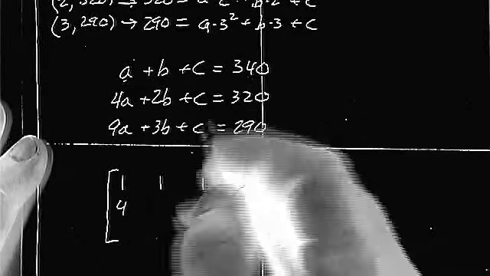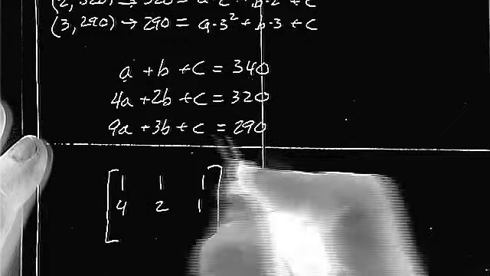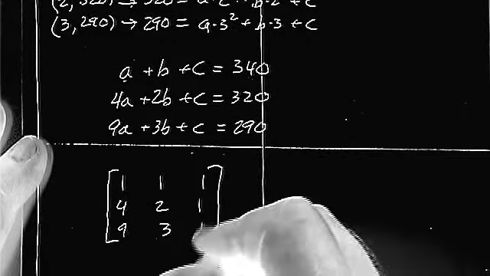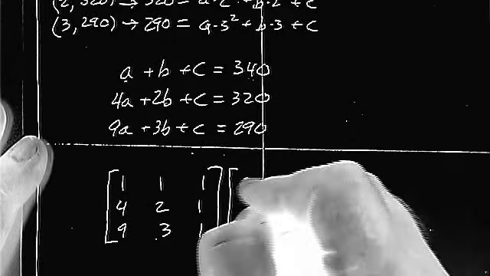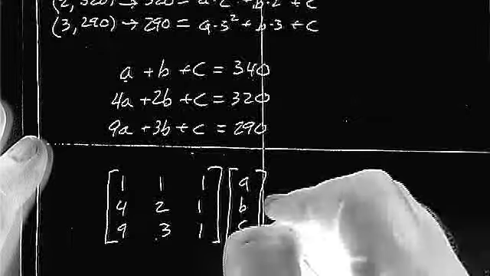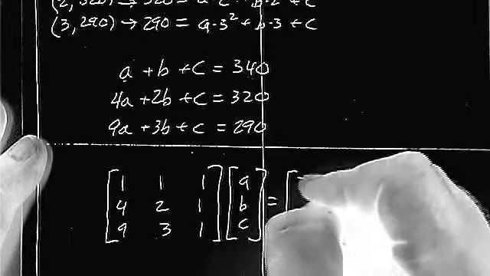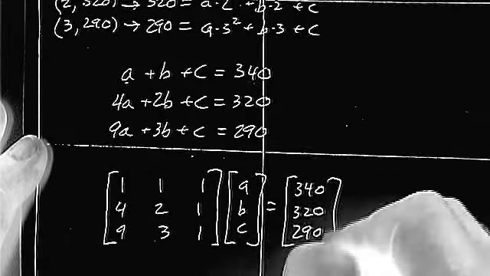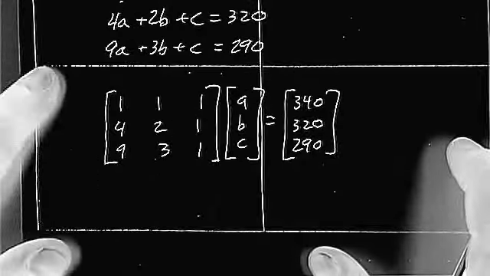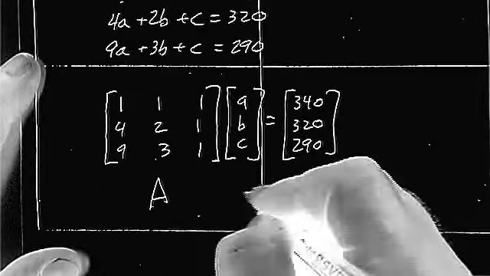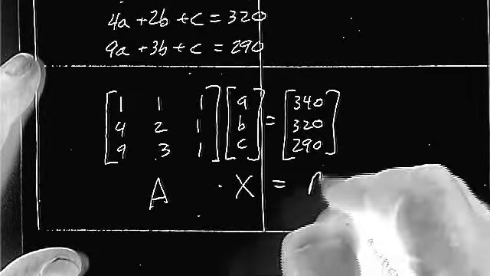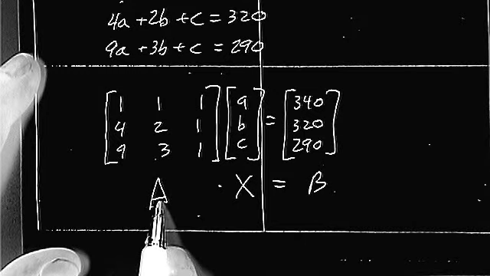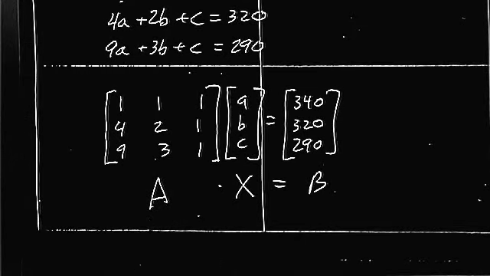1, 1, 1, 4, 2, 1, 9, 3, 1. We know that that's being multiplied times a, b, c, and we're getting 340, 320, and 290. Okay? We talked about last year how we had A times x equals B. Now the only way you are going to get rid of this coefficient, don't you dare tell me that you're going to divide both sides by A, because there is no matrix division.